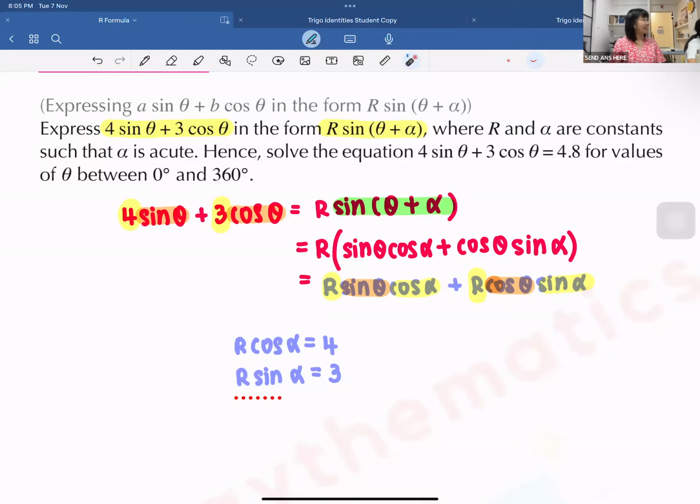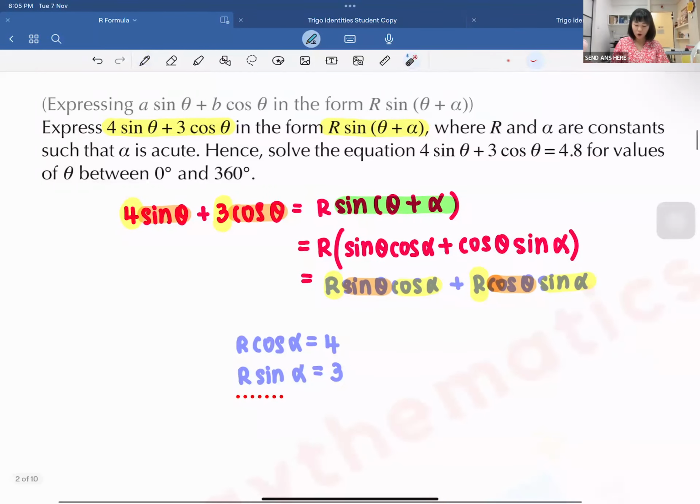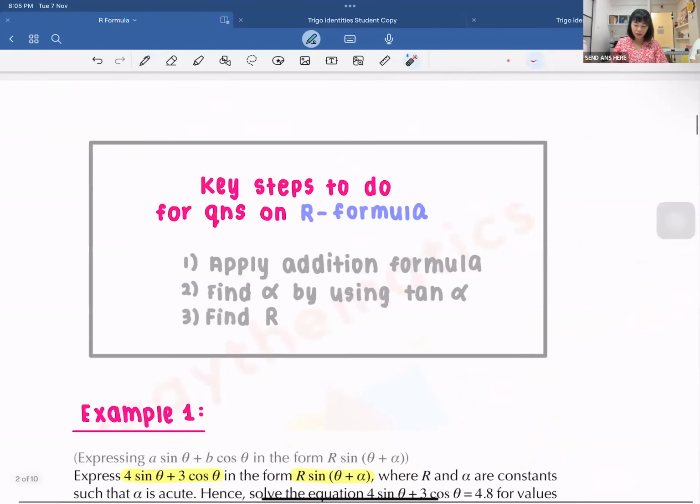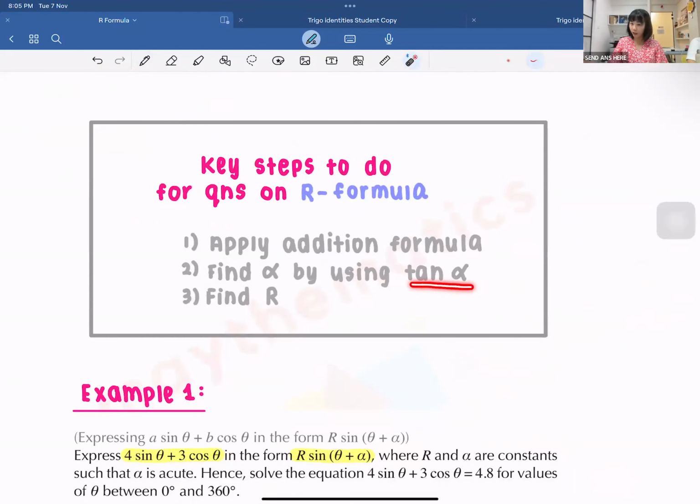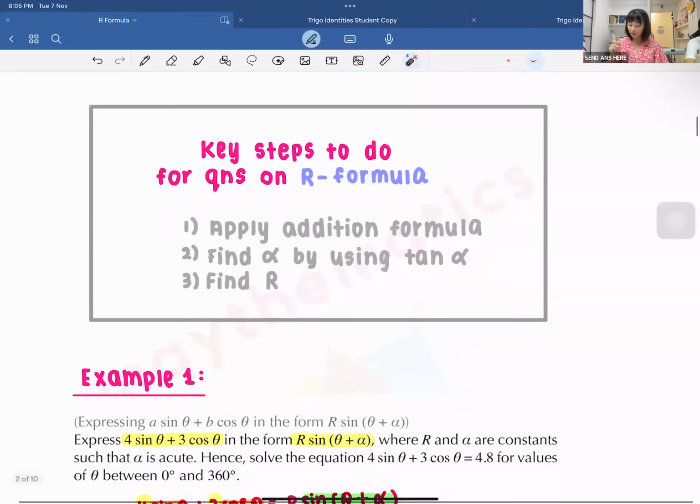Okay, now remember the first thing is you need to find tangent alpha. The key step is to find tangent alpha. You'll be like, why? Because once we find tangent alpha, then we can find the alpha. Then after that, we can get the answer they want. So always the next step is find tangent alpha.